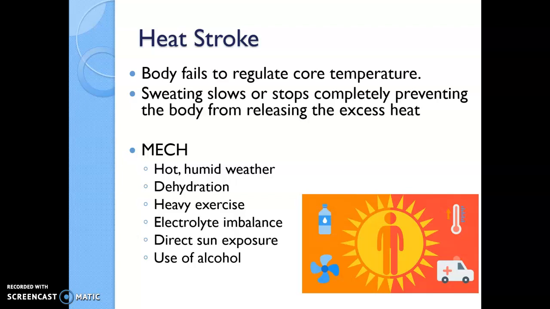Mechanisms, all the same, really hot, humid weather, dehydration, exercise, direct sun exposure, and sometimes use of alcohol as well because it dehydrates you.